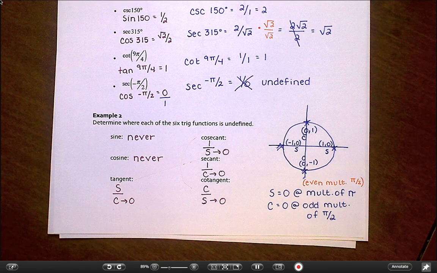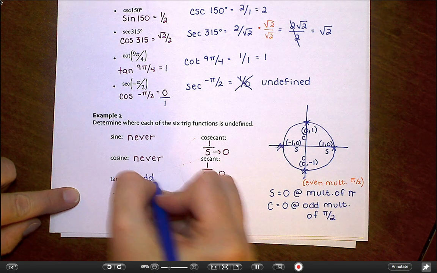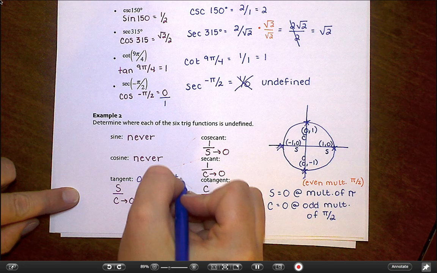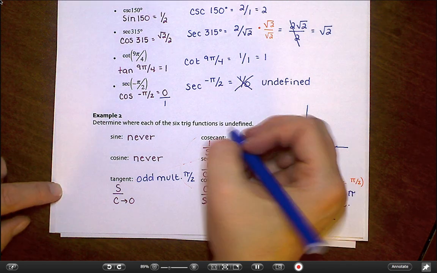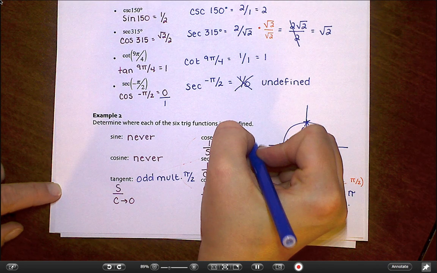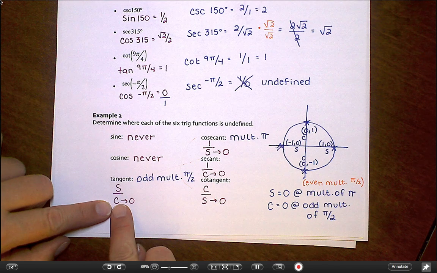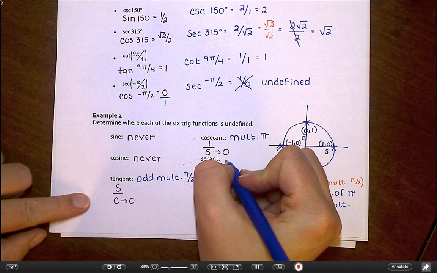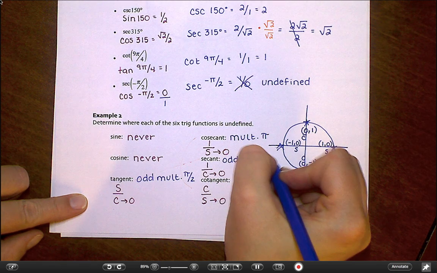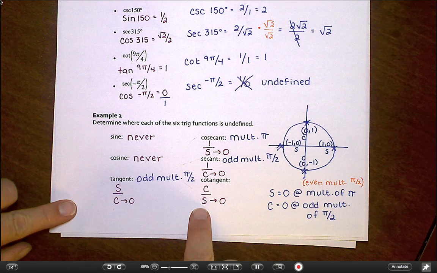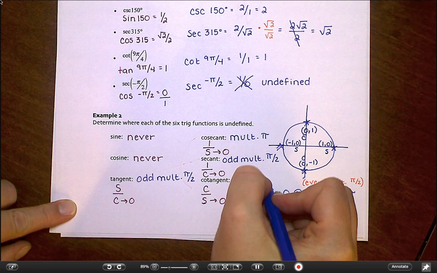The tangent is undefined when cosine is 0. So this would be odd multiples of pi over 2. The cosecant is when sine is equal to 0, so that would be multiples of pi. Secant is when cosine is equal to 0, so that's going to be the same as the tangent. So this would be odd multiples of pi over 2. And cotangent is when sine is equal to 0, so that would again be multiples of pi.